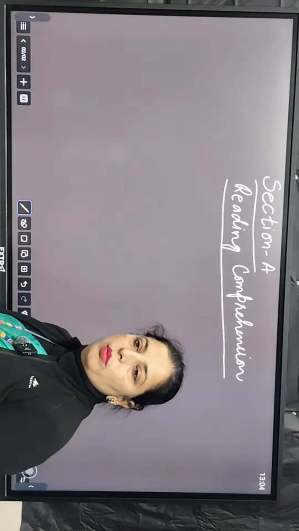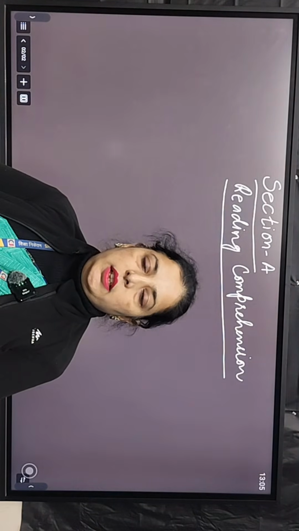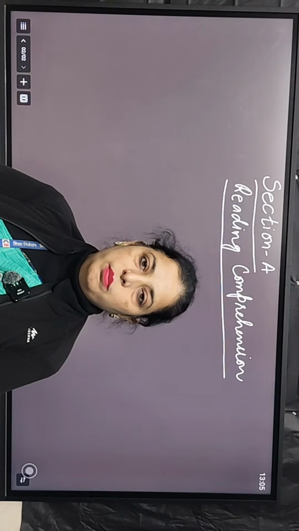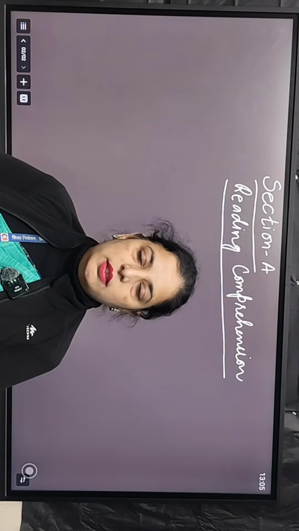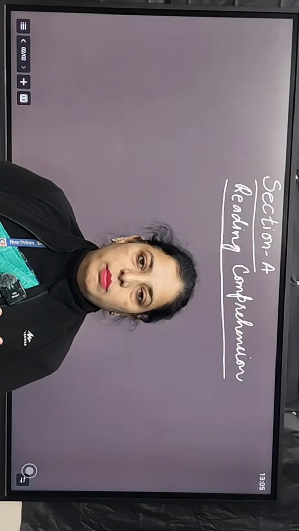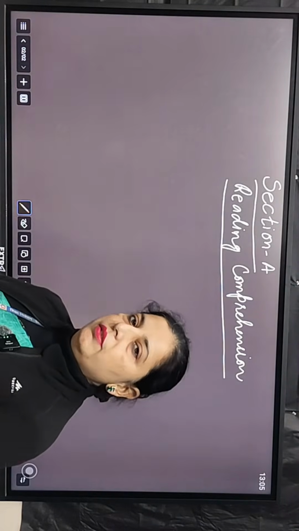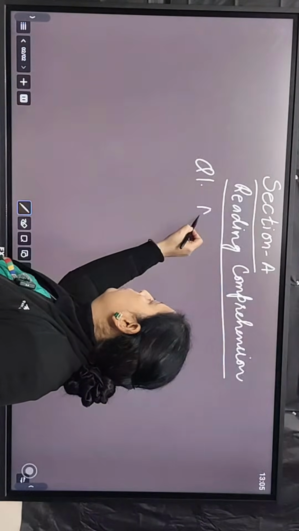So reading comprehension includes two questions. The first question is note making and the other question is the comprehension paragraph. Let us learn and revise the format and the marks distribution in these two questions. Let us begin with the first question. Question number 1 in your board exam is on note making.